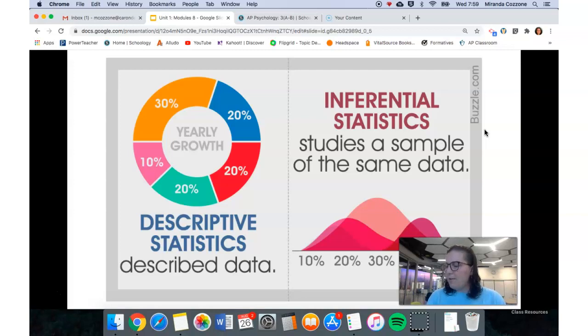Okay, so the first kind of statistics that we're going to be talking about today are descriptive statistics. Descriptive statistics, it says it in their name, they describe data. So it's giving you some information about your data set. We're going to talk about that in our next slide. The other type of statistics is inferential statistics. Inferential statistics studies a sample and tries to make an inference about the larger population, okay? So we're going beyond describing, and we're trying to predict future behaviors, results, outcomes, etc.